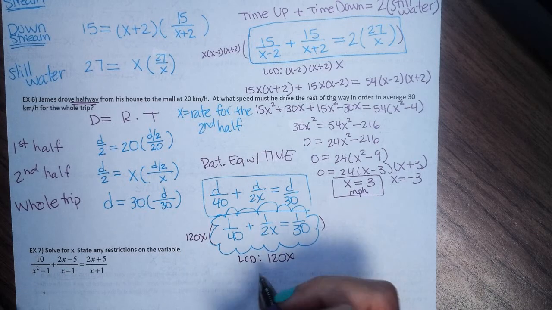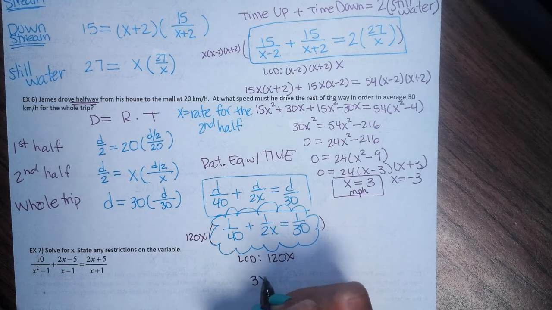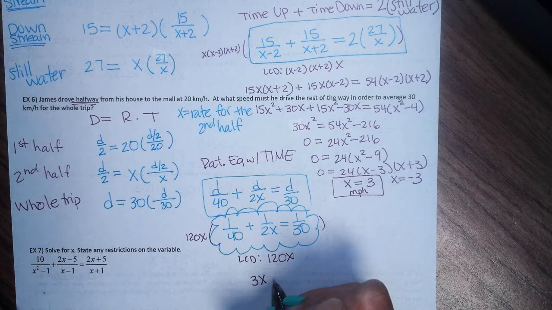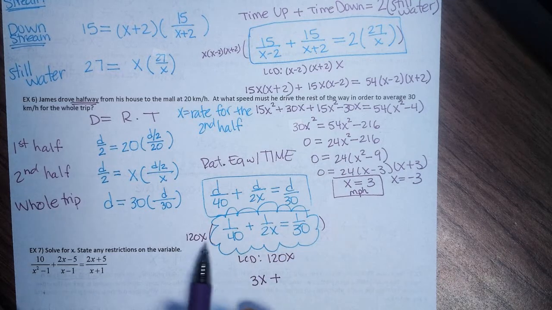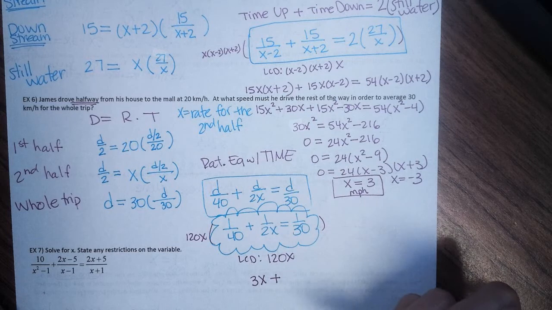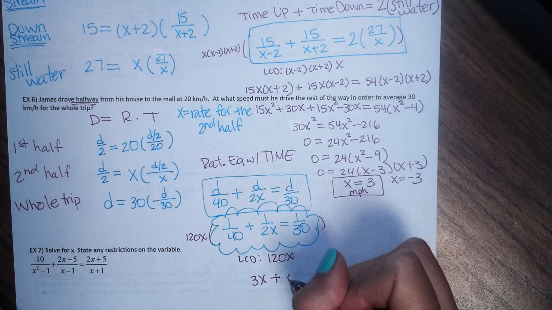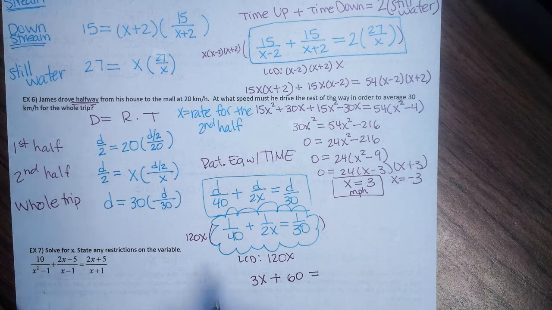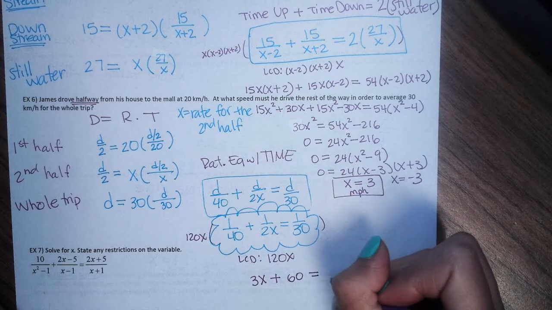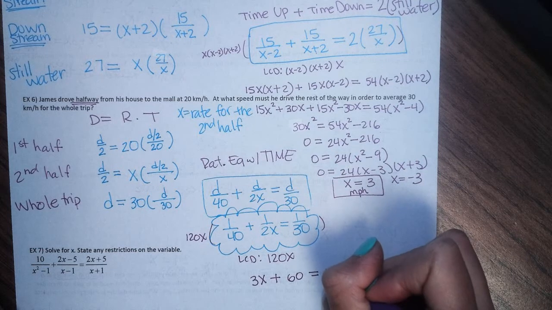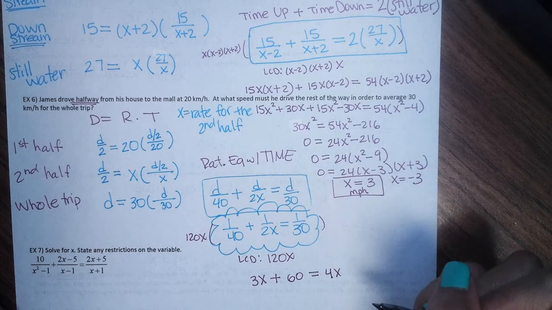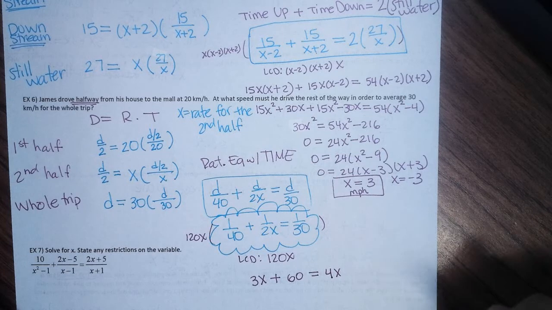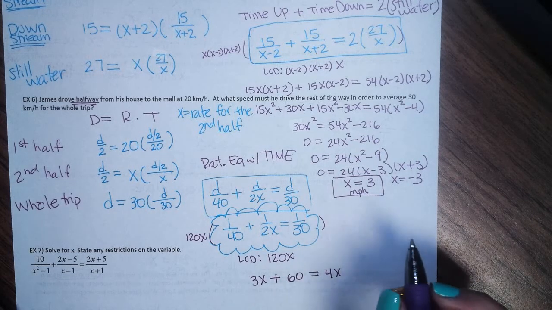120x times 1 over 40 gives 3x, plus 120x times 1 over 2x gives 60, equals 120x times 1 over 30. Solve for x. That one's much easier. 60.